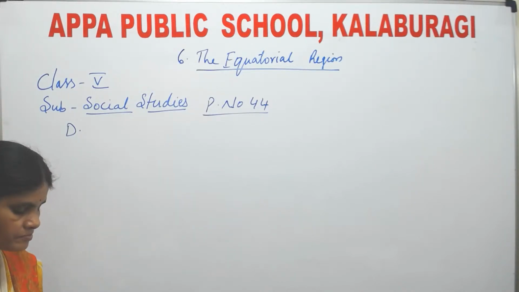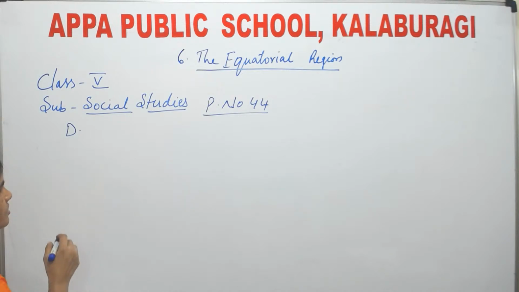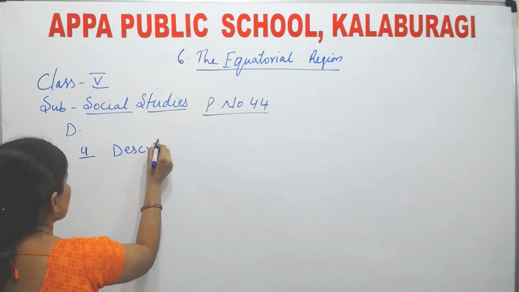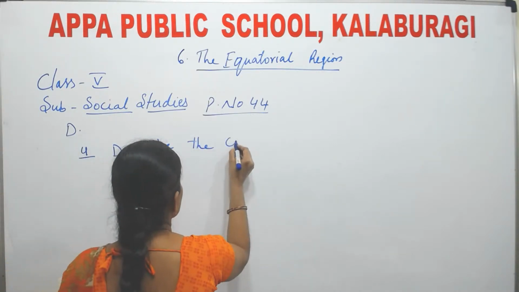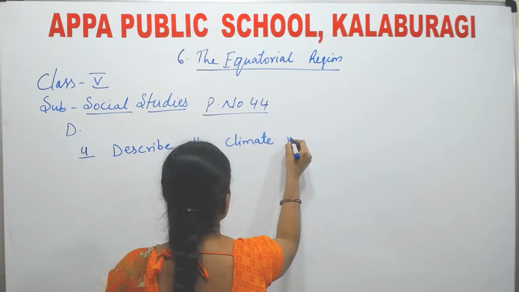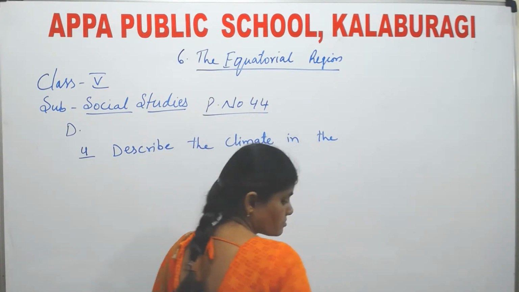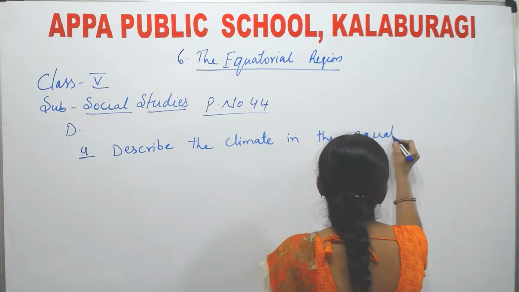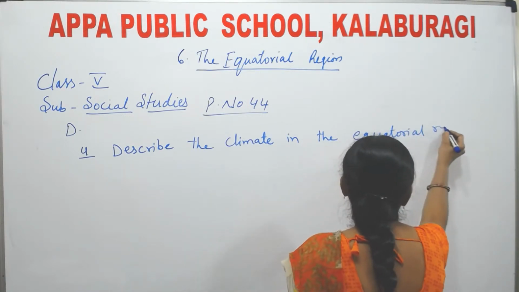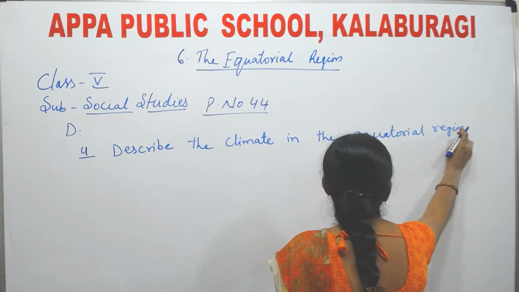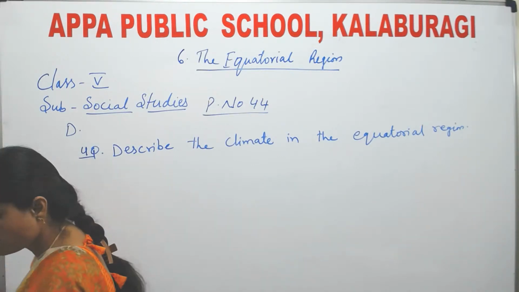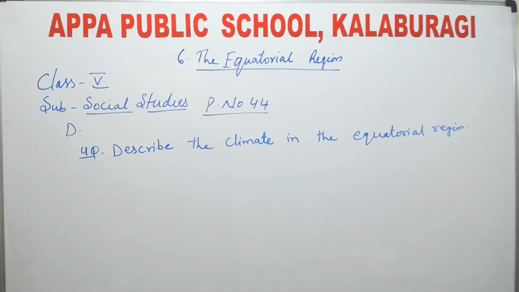Next one. Describe the climate in the equatorial region. Fourth one. Okay, this is the question. Fourth question: what type of climate is received by this region? Say the climate of the equatorial region, let us see now.